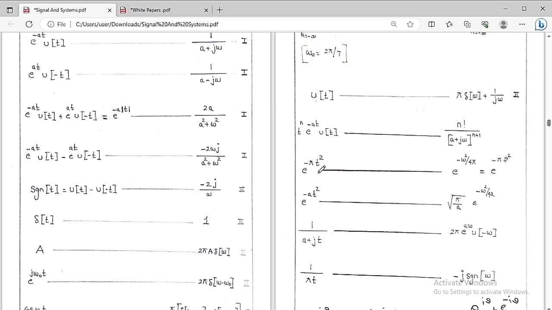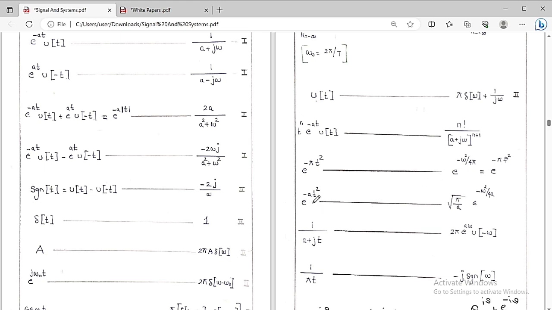Then for e to the power of minus pi t square, the Fourier transform is e to the power of minus omega square by 4 pi. And omega is equal to 2 pi f. So substituting 2 pi f and simplifying, we are going to get finally e to the power of minus pi f square. Because omega is equal to 2 pi f, if we substitute and simplify, we get this value.